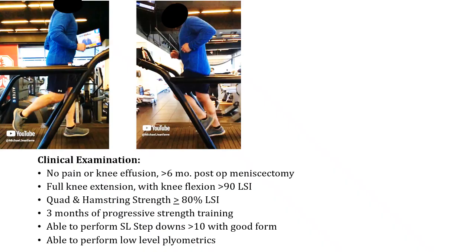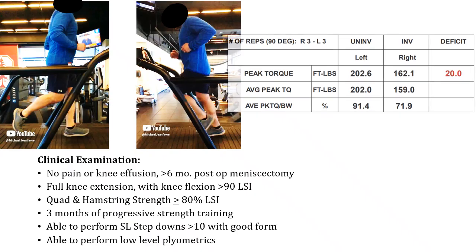So our clinical case is a male who's 39 years of age. He has no pain or knee effusion. He's greater than 6 months out of a meniscectomy. Full knee extension with knee flexion greater than 90% LSI, quadriceps and hamstring strength greater than 80% LSI.